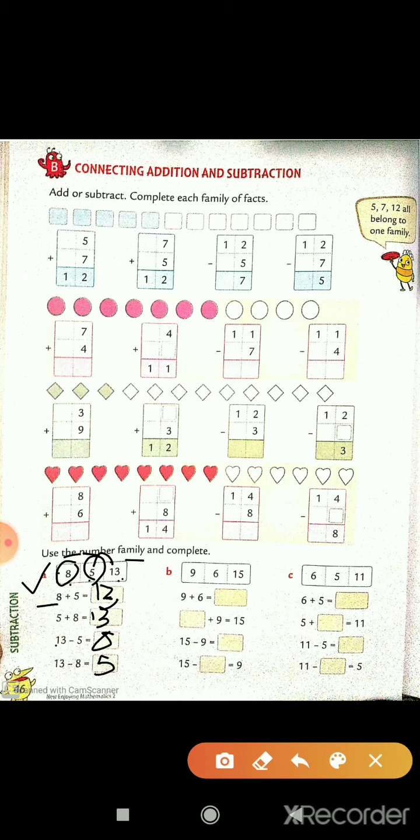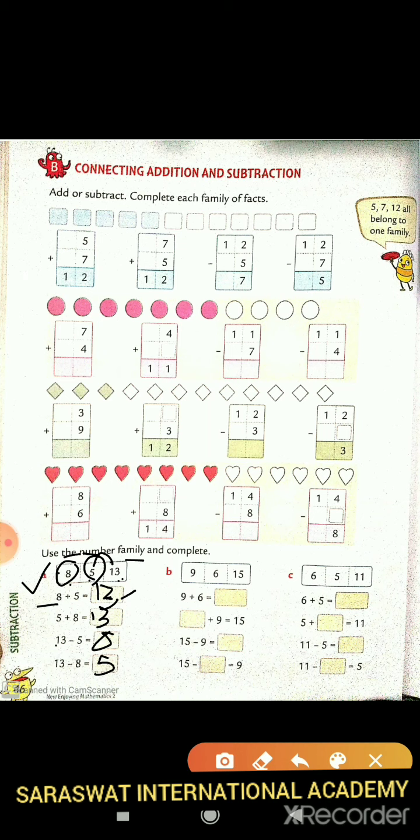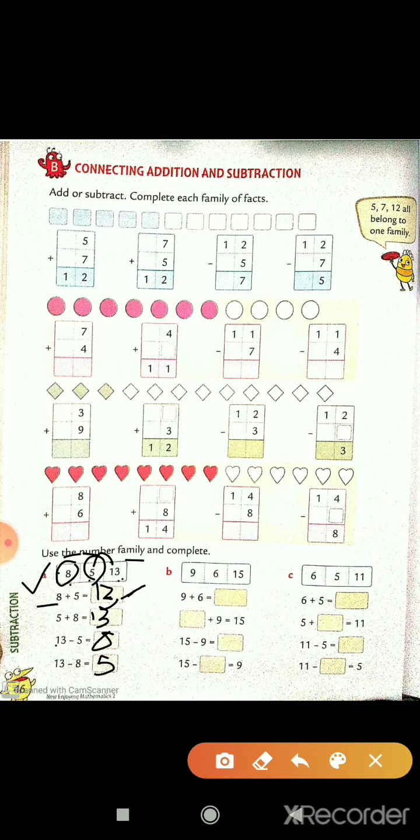Easy, students? So these are the addition and subtraction facts of 5 and 8. 8 plus 5 is equals to 13 and 5 plus 8 is equals to 13. These were the addition facts. And 13 minus 5 is equals to 8 and 13 minus 8 is equals to 5. These are subtraction facts. B.